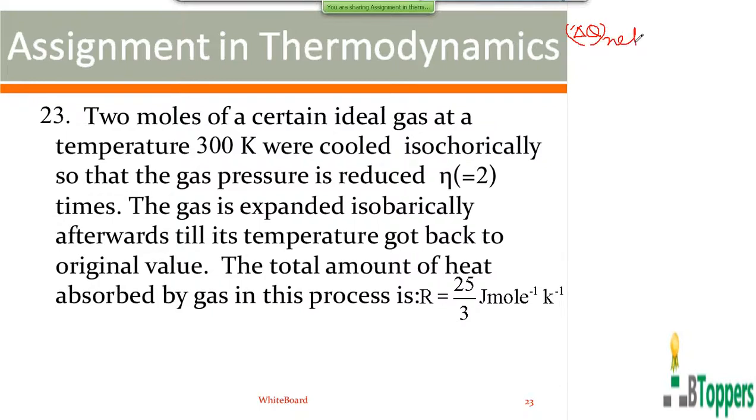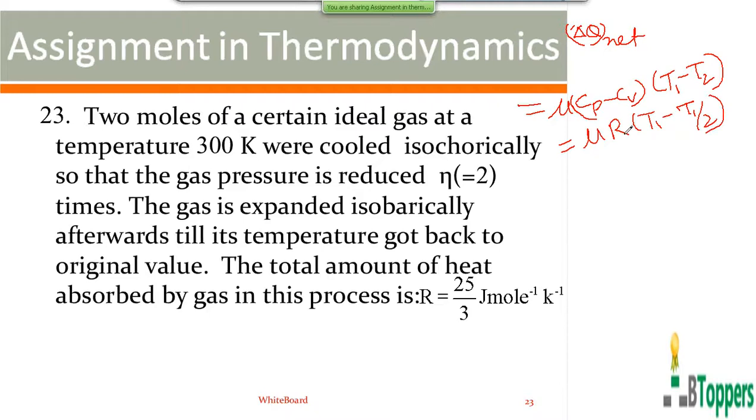So the net quantity of heat absorbed by the gas, we got here, is nu into Cp minus Cv into T1 minus T2. So here Cp minus Cv can be written as the molar gas constant. And the final temperature T2 is half of the initial, at the end of the first process, isochoric. T2 is the final temperature at the end of the isochoric process. That is half of the initial temperature T1. So nu R T1 by 2.